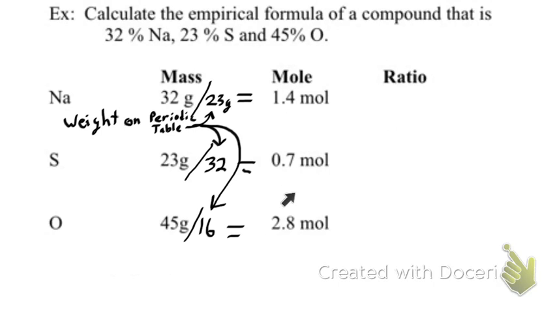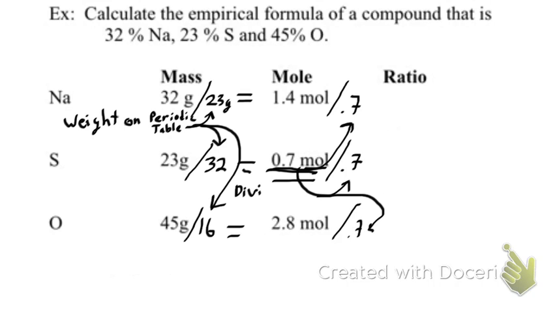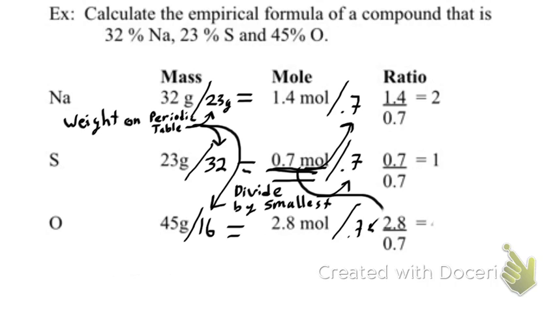Okay, so now we have our moles. Last thing we need to do is calculate the ratio. So we find the smallest mole value. 0.7 is smaller than 1.4, and it's smaller than 2.8. So 0.7 is our smallest value in the moles area. So we divide everything by 0.7. Again, you divide by the smallest mole value. Now when we do that division, 1.4 divided by 0.7 is 2, 0.7 divided by 0.7 is 1, and 2.8 divided by 0.7 is 4.